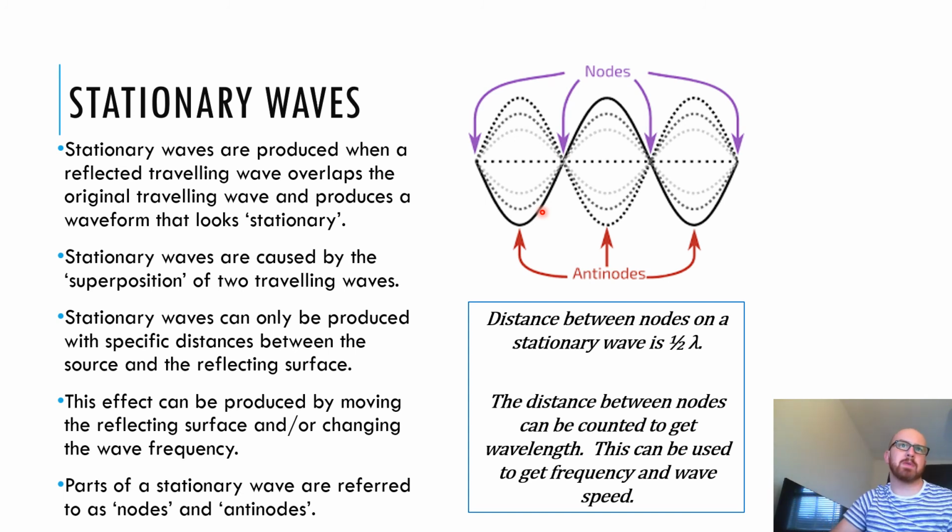So superposition is them basically interfering with one another and overlapping one another. Stationary waves can only be produced with specific distances between the source and reflecting surface. So if you change this distance here, it doesn't quite work. You have to just vary the distance, or you can change the frequency of the wave and also get a standing wave. Parts of a stationary wave are referred to as nodes and antinodes, just like I've explained. And the distance between nodes on a stationary wave is half a wavelength. So the distance between these two nodes is half a wavelength. And the distance between nodes can be counted to get wavelength. This can be used to get frequency and wave speed. So there's a wee bit of that in your tutorial as well to get that working.